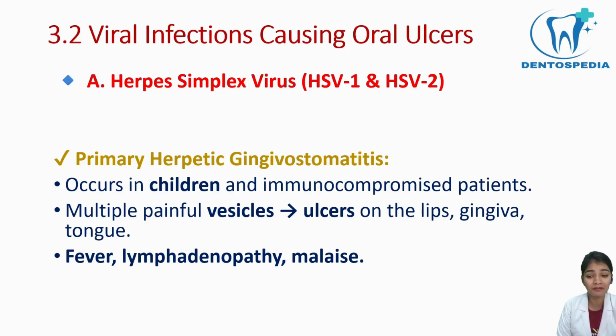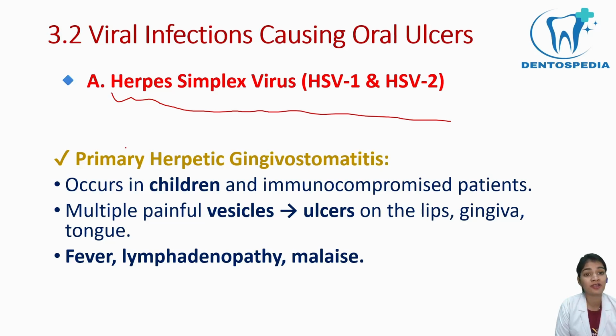So the main viruses involved: herpes simplex virus, HSV1 and HSV2, and Coxsackie virus, which can cause herpangina or hand-foot-mouth disease. First we'll study herpes simplex virus HSV1 and HSV2. The lesion will be vesicles and ulcers, and it will mostly be seen in the anterior oral cavity involving the lips, gingiva, tongue, or buccal mucosa. Now there will be high fever, which will be more prolonged.